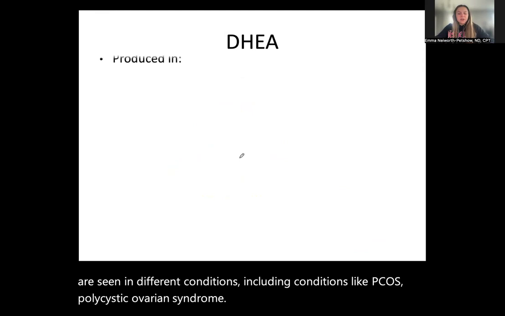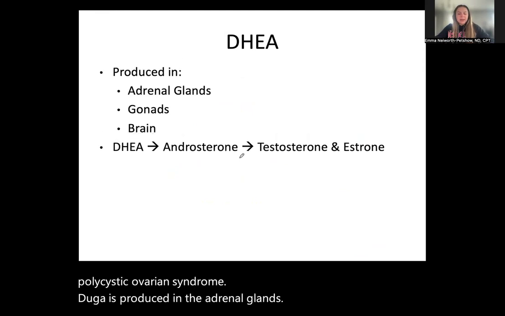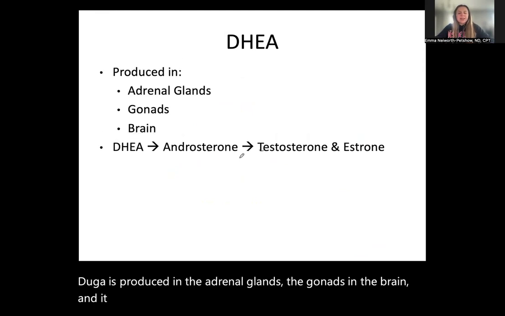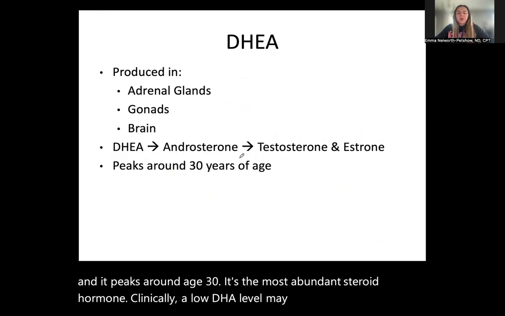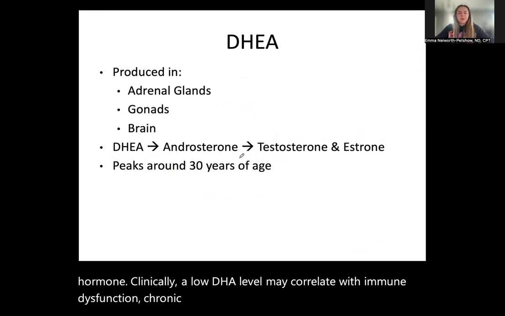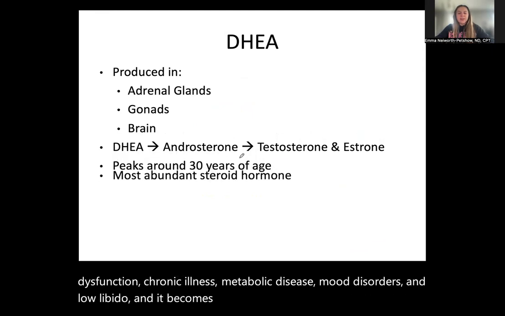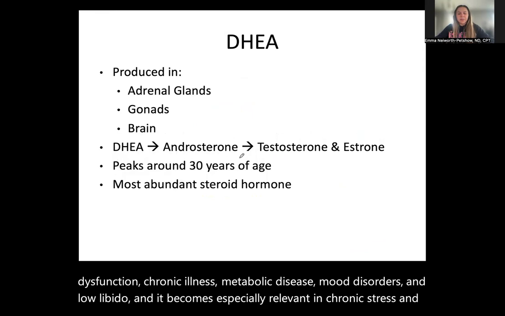DHEA is produced in the adrenal glands, the gonads, and the brain, and it peaks around age 30. It's the most abundant steroid hormone. Clinically, a low DHEA level may correlate with immune dysfunction, chronic illness, metabolic disease, mood disorders, and low libido, and it becomes especially relevant in chronic stress and adrenal insufficiency.